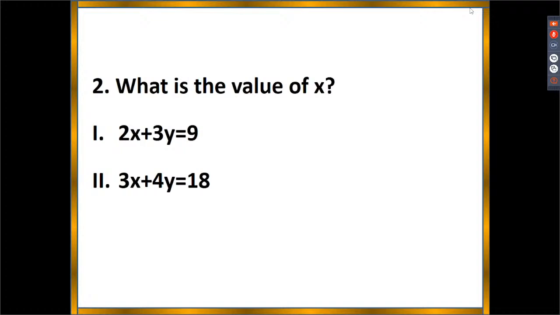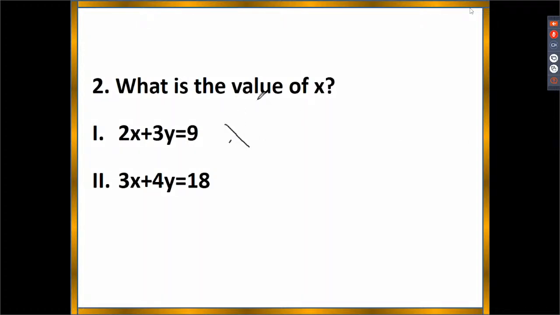So 2x plus 3y or 3x plus 4y, both are linear equations. By using only one linear equation, it is not possible to get the x value. For example, statement 1 is 2x plus 3y is equal to 9. Without knowing the y value, how can you get x? So statement 1 alone is not sufficient.